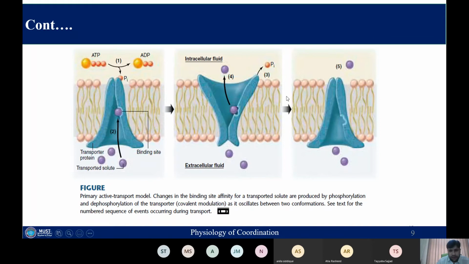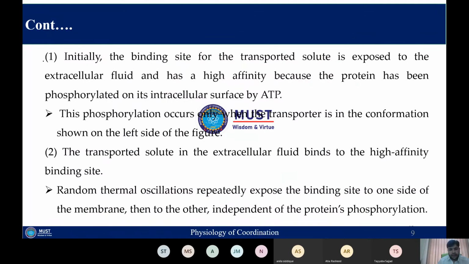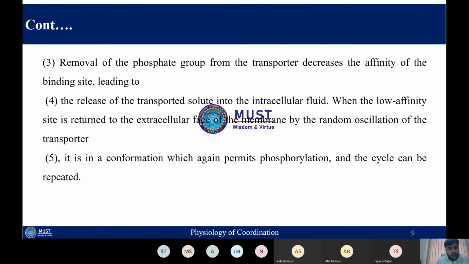Without this phosphorylation, here you can see that this carrier protein or transporter protein has again assumed this shape, and here no phosphorylation is there. So we can say that this open and closed configuration of this transporter protein is showing thermal oscillation. They are repeatedly exposing their binding site, either on one side of the cell or on the other side, and this change in configuration or conformation is not totally dependent upon phosphorylation. Without phosphorylation, this transporter protein can assume the open or closed configuration.